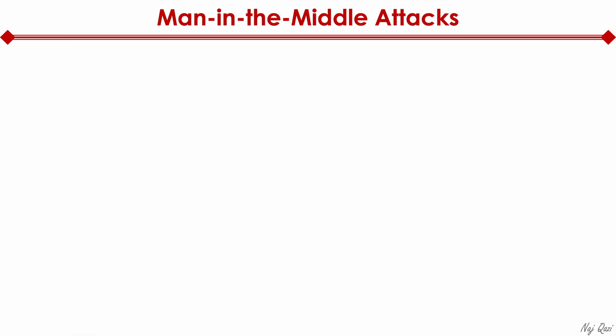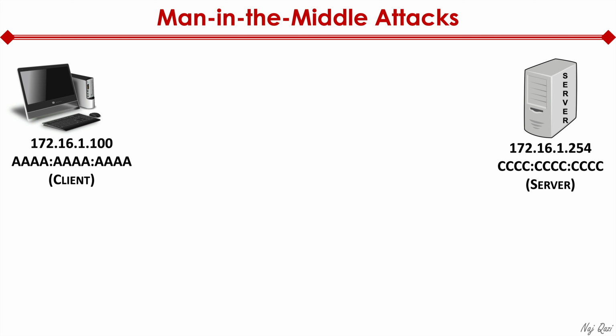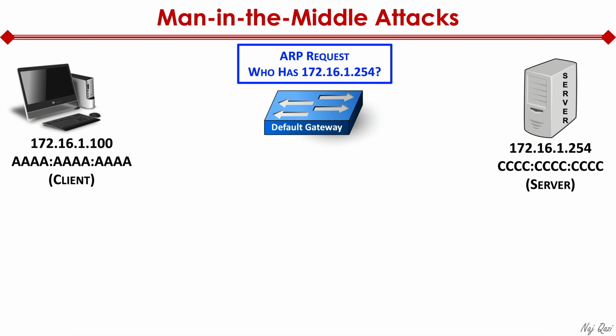And now let's talk about the man-in-the-middle attack. That's a really interesting one and a pretty sophisticated type of attack. To the left, we have a client. To the right, we have a server. In the middle, we have a default gateway. The client on the left sends an ARP request saying, who has 172.16.1.254, because our client is looking for that server IP. So it sends that message to the switch.